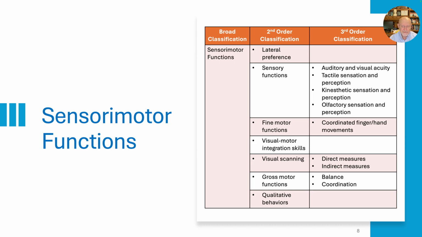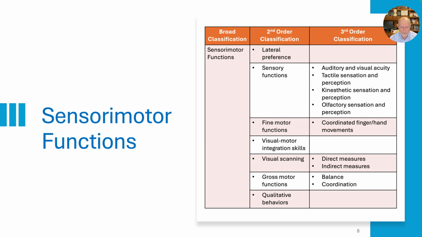That's the broad classification. We have a second order classification of lateral preference. What side of their body is dominant? Are they more right-handed or left-handed? Do they use their right eye more frequently than their left eye to look at things, or their right foot or their left foot, and so on? Then sensory functions is a second order classification that can be broken down into either auditory or visual acuity as a third order classification, tactile sensation and perception, kinesthetic sensation and perception, and olfactory sensation and perception.